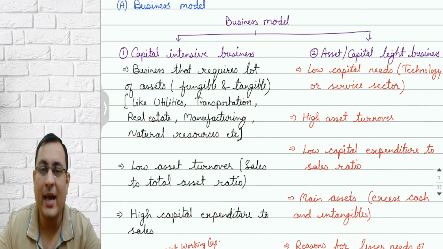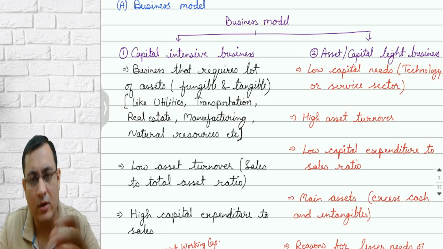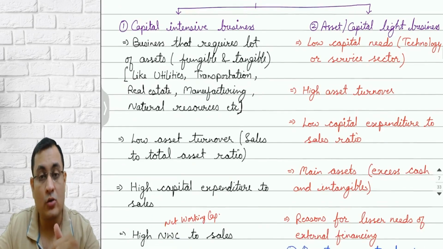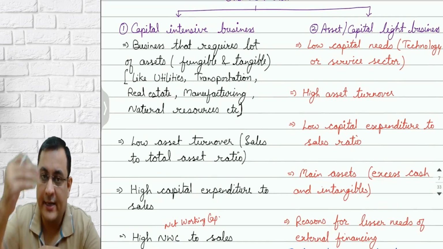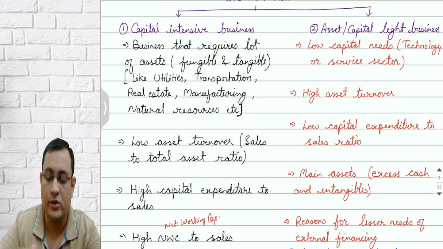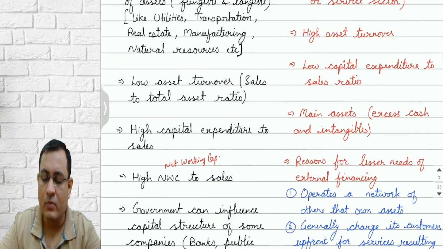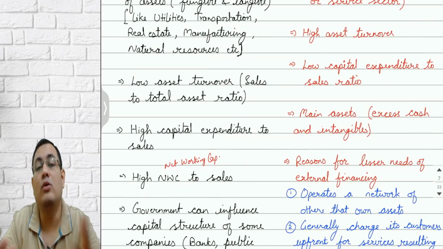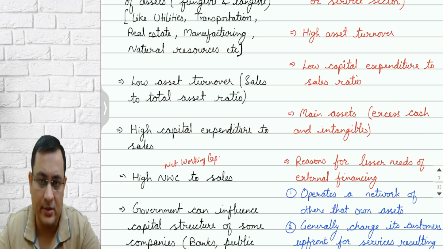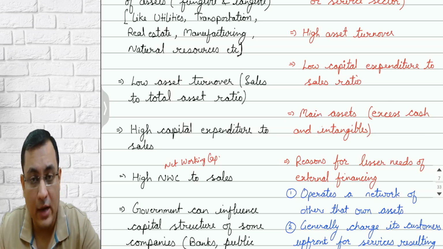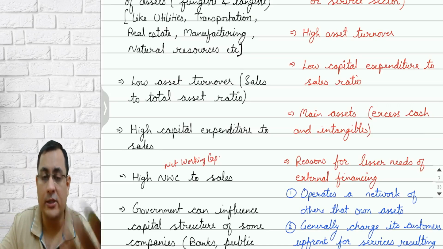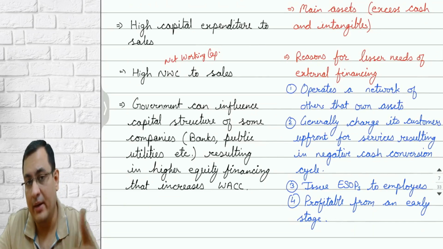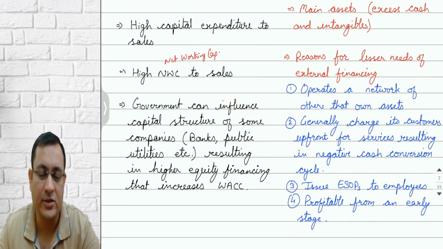Next, second is asset light, more generally service sectors and technology companies, where human capital is more important than physical capital. Of course, asset turnover will be higher because sales upon assets, the base is lower, so the ratio will be higher. Less capex is required. Generally in these cases, the main asset is actually cash, because they need very little plant machinery. So generally they have excess cash and intangibles like copyrights, patents, etc. There is a lesser need for external financing.